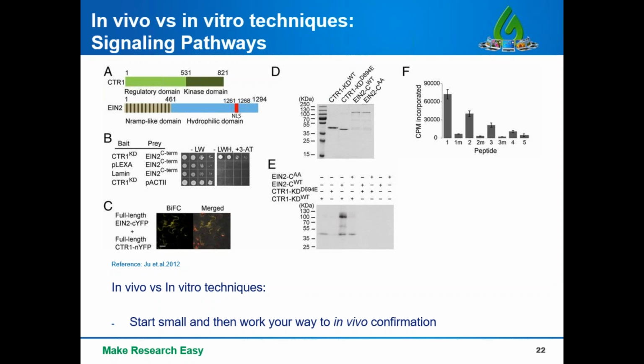So once again, what I would advise is to start small and then work your way up to in vivo confirmation. With inexpensive methods such as yeast two-hybrid assays, you're able to save yourself some time and money before you get into the more expensive research experiments.